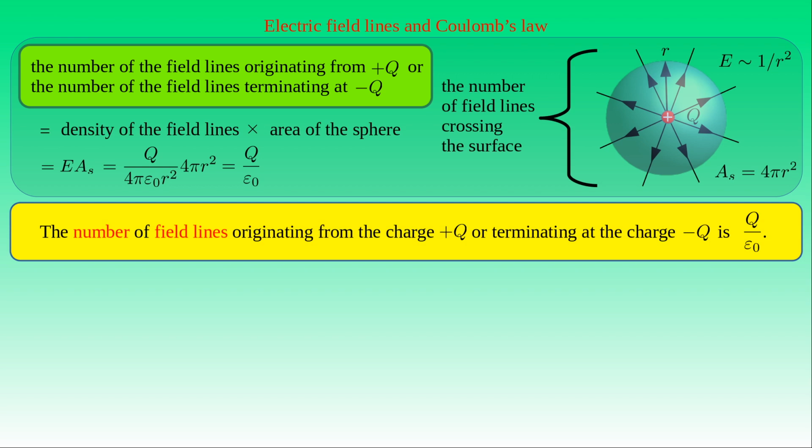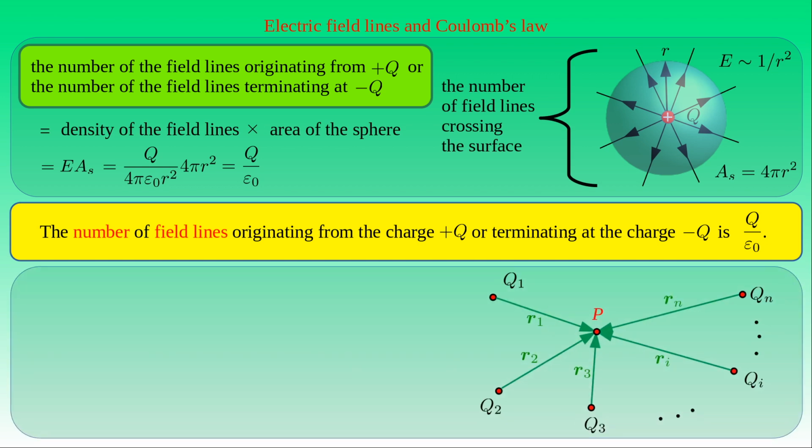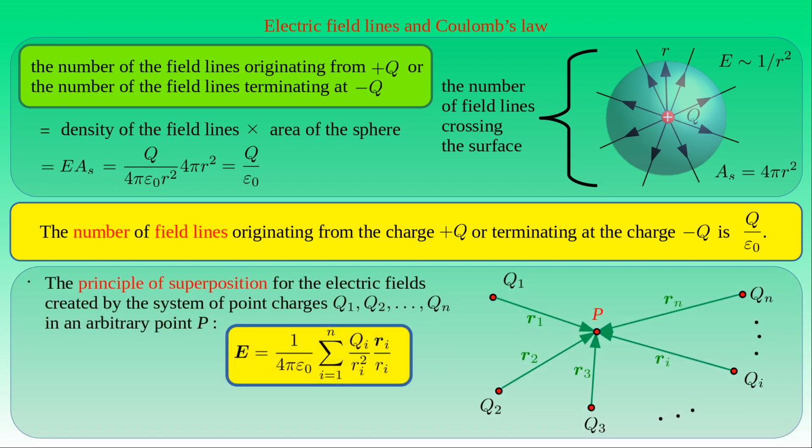We have already explained that the principle of superposition can be applied for a set of electric fields produced by a system of point charges. Now we can see that the net electric field created by the point charges q1, q2, ..., qn at an arbitrary point p is given by 1 over 4 pi times epsilon naught, times the sum of the ratio of qi to ri squared, times the vector ri divided by the length of ri, for the index i from 1 to n. Here the vectors ri point from the point charge qi to the point p. In the sum, each point charge appears with a weighting factor, which is proportional to its amount of charge and inversely proportional to the square of its distance from the point p.